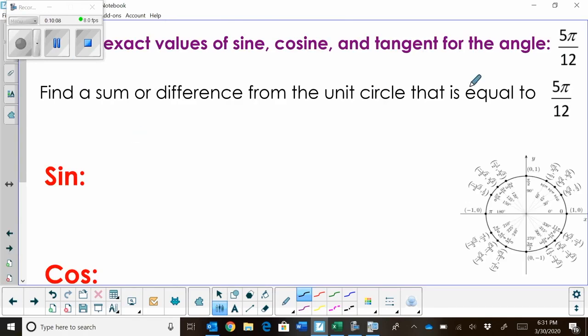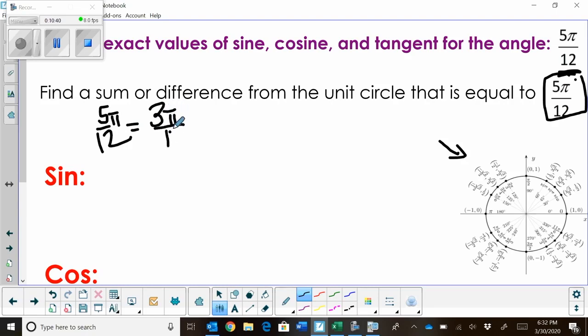So find the sum or the difference from the unit circle of the sine of 5 pi 12. So we need to come up with two angles that are on the unit circle that add or subtract to 5 pi 12, because 5 pi 12ths is not on the unit circle. But we could take 5 pi 12ths and divide it into two parts. We can rewrite that as the sum of 3 pi 12ths and 2 pi 12ths. That's 5 pi 12ths.